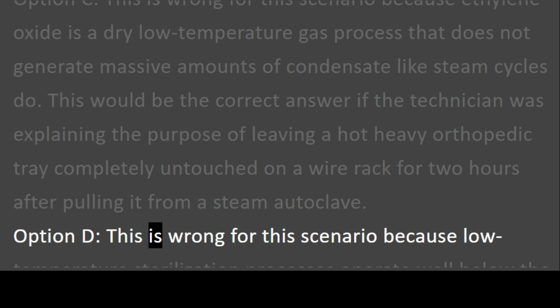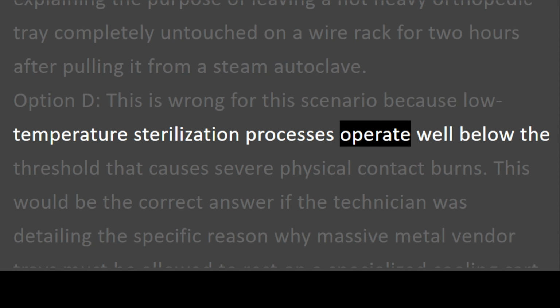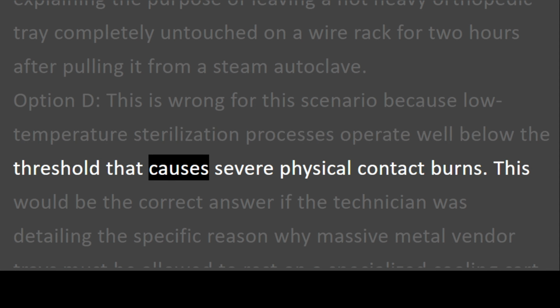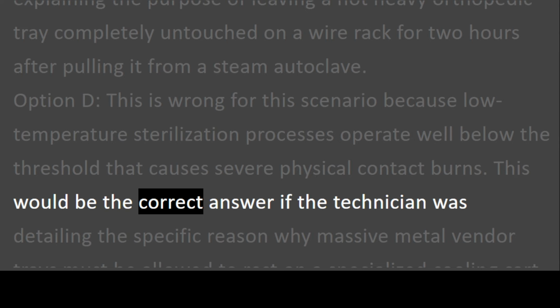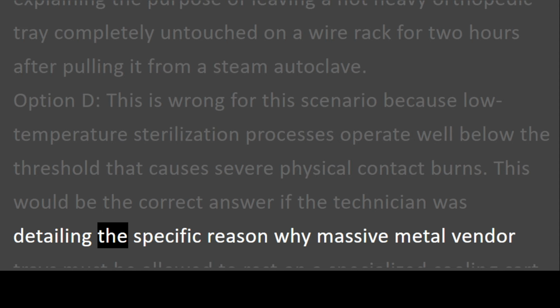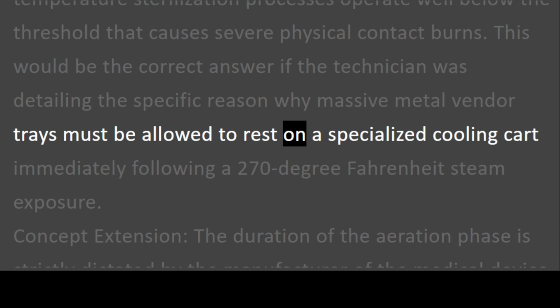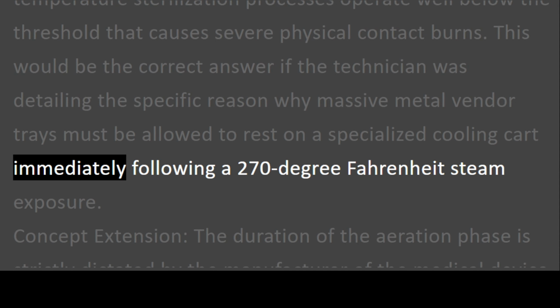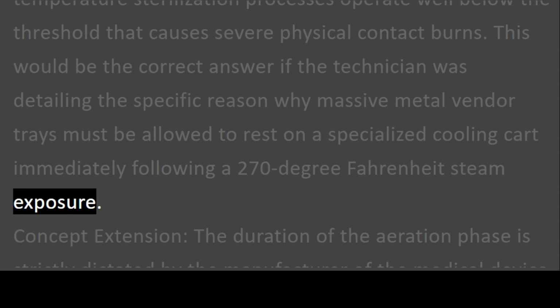Option D. This is wrong for this scenario because low-temperature sterilization processes operate well below the threshold that causes severe physical contact burns. This would be the correct answer if the technician was detailing the specific reason why massive metal vendor trays must be allowed to rest on a specialized cooling cart immediately following a 270 Fahrenheit steam exposure.